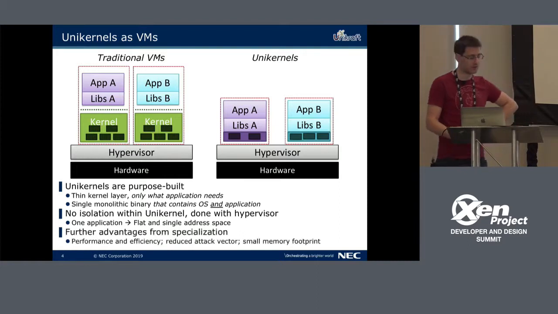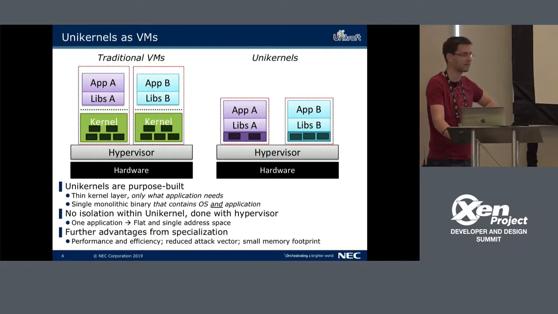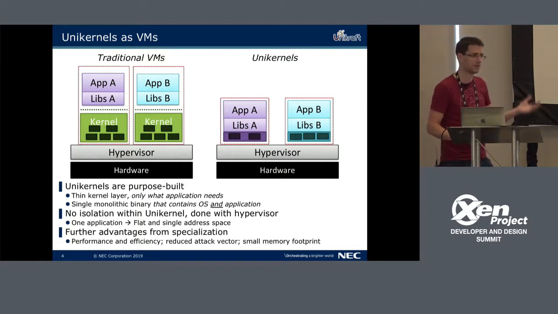And if you do, as we do with Unikraft, make use of specialization of these kernel layers, you get quite a lot of performance and efficiency benefits. You have a reduced attack vector because you're throwing out all components that a standard system deployment doesn't have and you don't need. And the memory footprint is quite small.